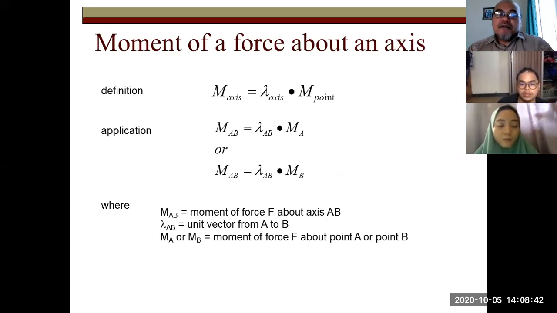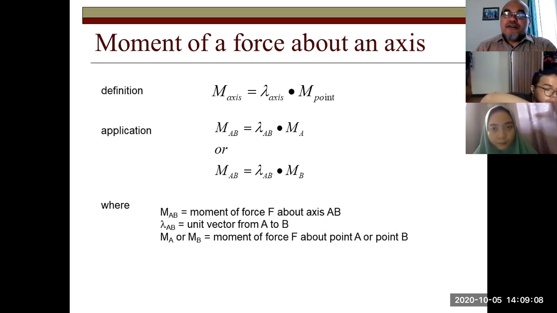In the previous discussion, we were learning about the moment of a force about a point in three dimensions. But now it is the moment of a force about an axis, also in three dimensions. An axis means it's not a point, but rather a line or a long axis. So the definition of moment about an axis is equal to the dot product. So this is another difference.